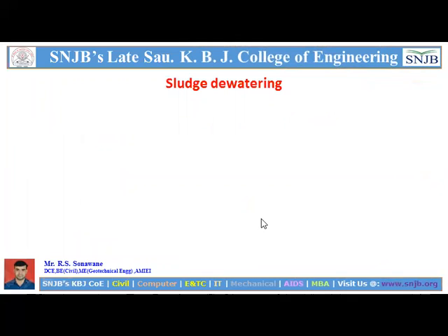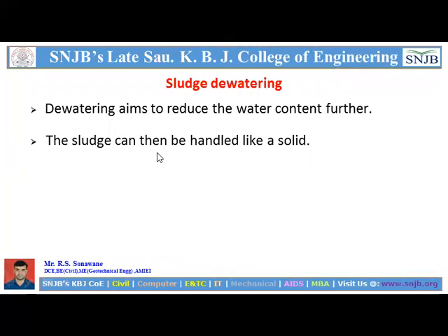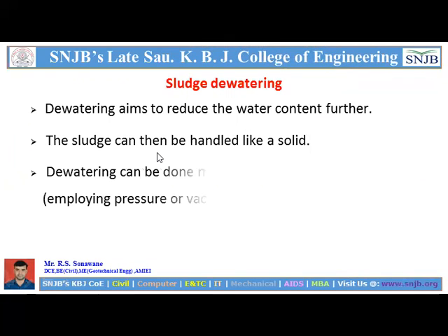Now, the most important term as per the syllabus is sludge dewatering. Dewatering aims to reduce the water content further. It reduces the water content in the given sludge, and that's why it is called sludge dewatering. Once the sludge's water content is reduced, it can be handled like a solid.